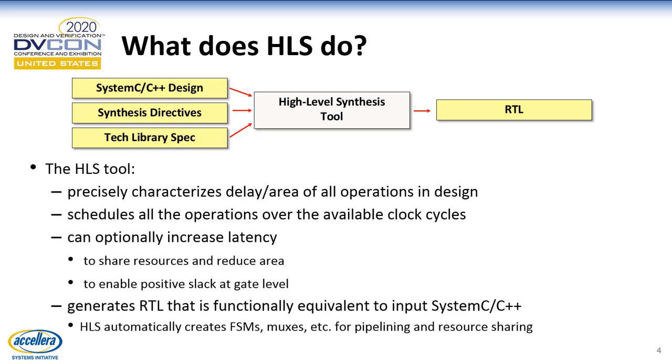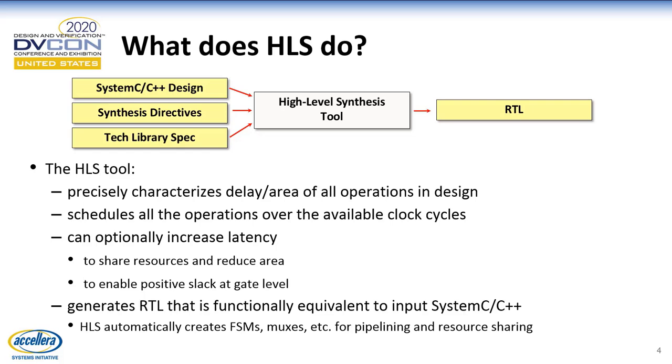The high-level synthesis tool, in contrast to an RTL synthesis tool, can optionally increase the latency. And this is beneficial for two major reasons. The first thing is, if you increase the latency within the design, you will increase the opportunities for resource sharing. So if you need to do 2 multiplies, but the latency is 2 clock cycles, you can share a single multiplier in each clock cycle to implement that operation. This reduces the area of the overall design.